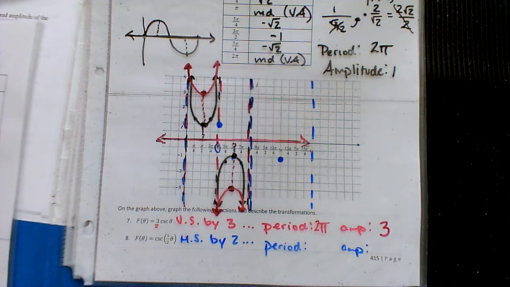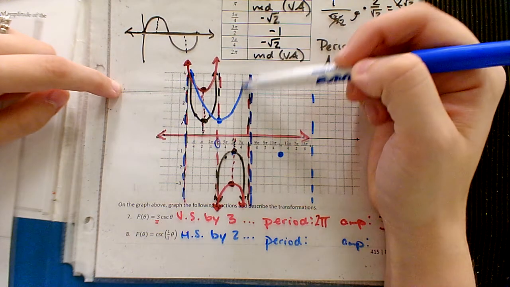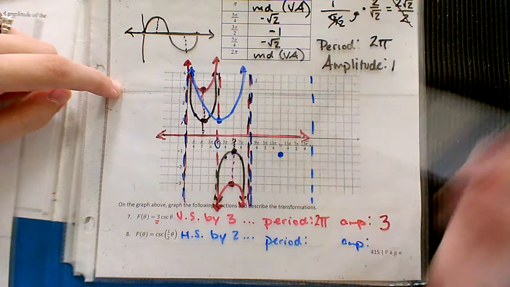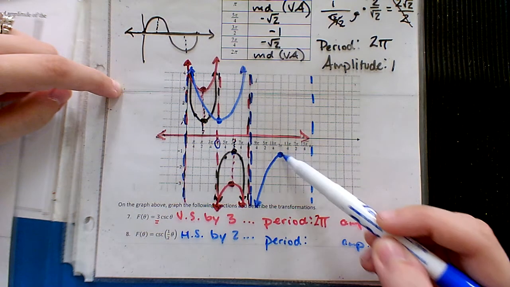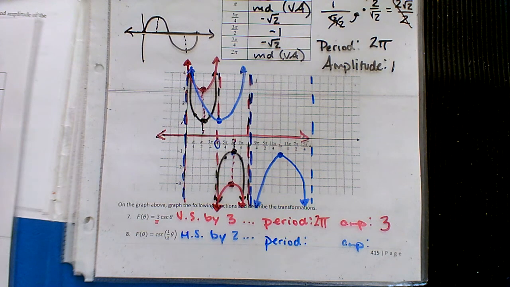All right, so we're just taking the one cycle, the one black graph, and if we stretch it, now notice how we'll have this very wide blue graph. So we still have the parabola shapes. They're just stretched out or wider.